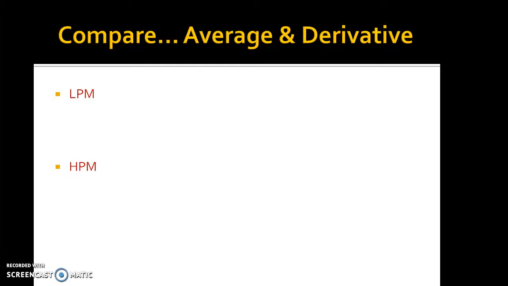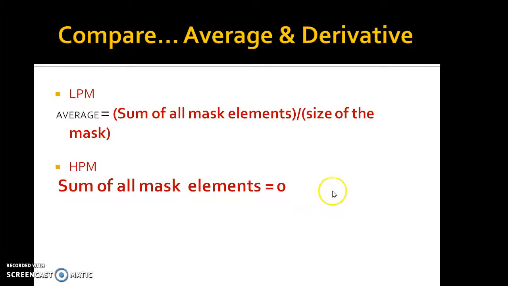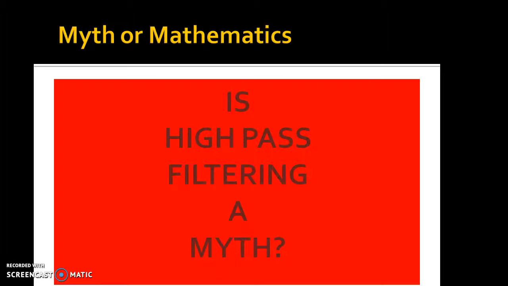Okay, now let's compare the average and the derivative mask. Now, low pass mask is the average: sum of all the mask elements divided by the size of the mask. High pass mask is sum of all the mask elements equals 0. So basically, is there anything called a high pass filter? Because if sum of all the elements is 0, there is no low pass filtering. Correct? So high pass filtering can also be viewed as no low pass filtering. So I end my presentation here saying, is high pass filtering really existing, or is it just a myth? It is just when no low pass filtering occurs, you can say that all the components can pass through.